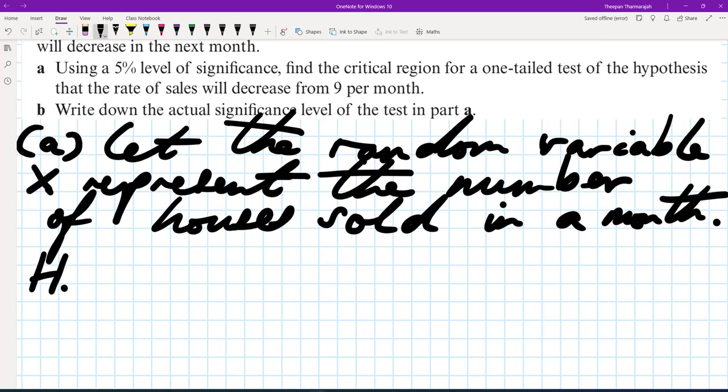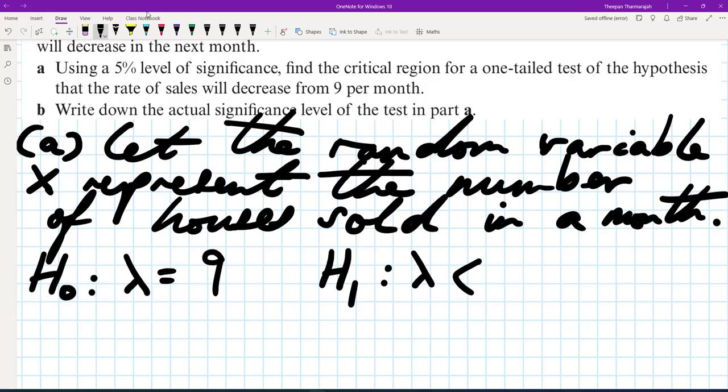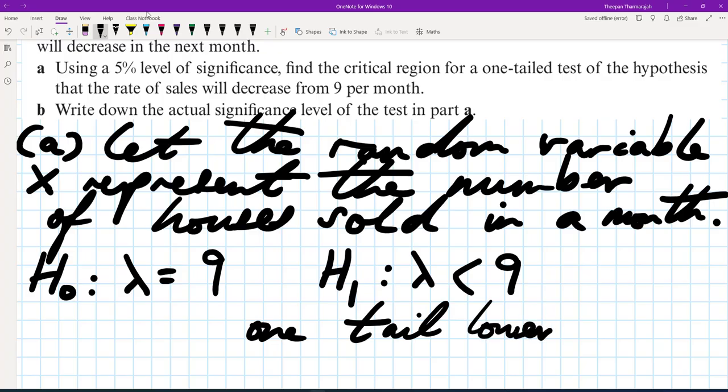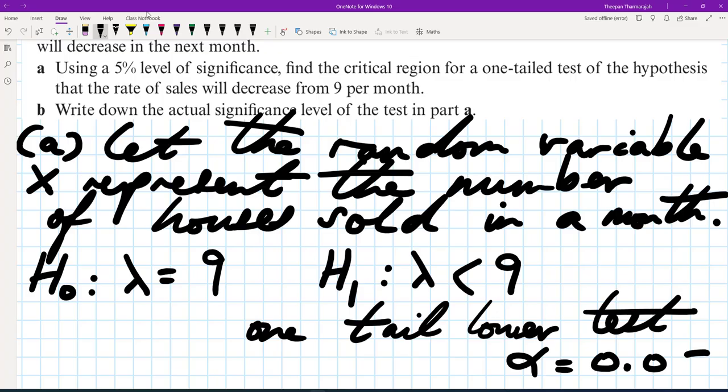Then we're going to say that H0 is lambda equals 9, but the claim is that there's been a decrease. So that implies that the alternative hypothesis is that lambda must be less than 9. So we say there's a one-tail lower test, as we've stated in previous videos, and we can say that alpha is 0.05. So we've set up our hypothesis test there.